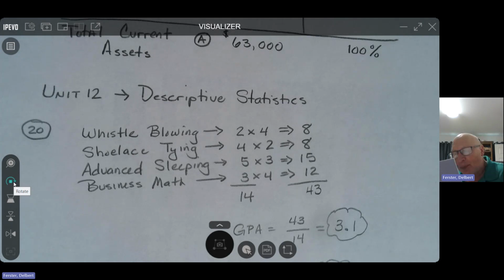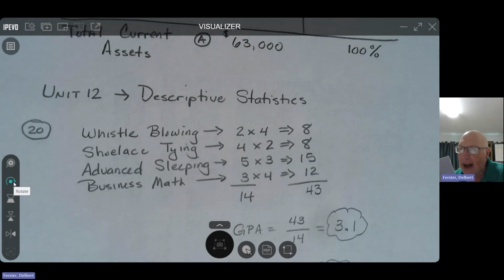Advanced sleeping, 5 credits. So that's pretty impressive. He got a B. So 3 points for a B, 5 credits, 5 times 3 for 15 quality points. Good news is in business math, which is a 3 credit class, he gets an A. So 4 points for an A times 3, 12 quality points.